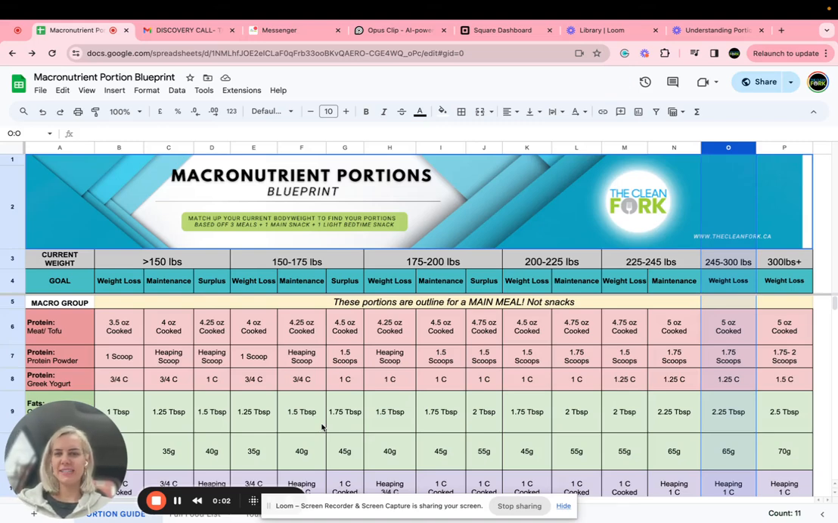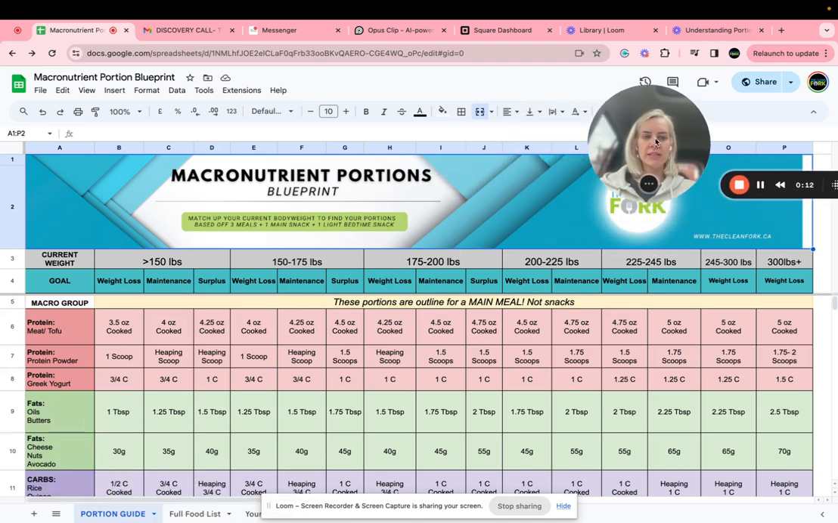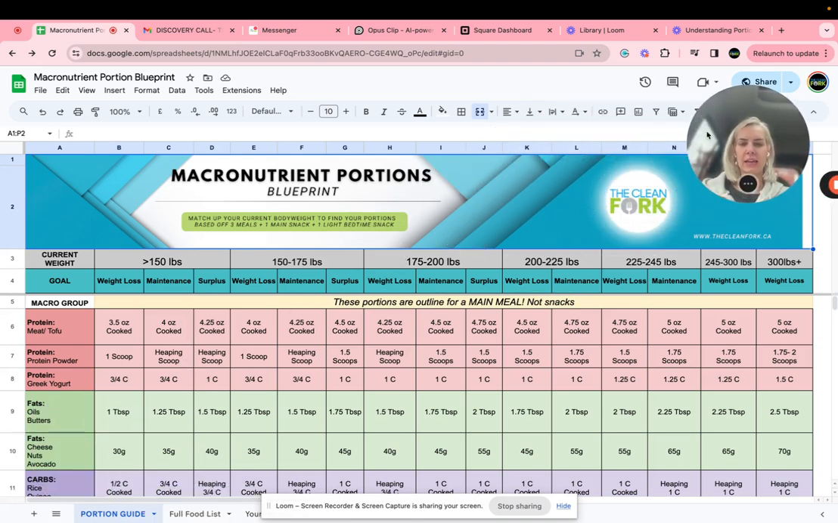Hello, hello. Today I'm going over how to use the macronutrient portion blueprint calendar to reach your goals. This is a really neat thing that will show you portions for meals. This is not talking about snacks, just your 3 meals a day. If you need help figuring out snacks, that's different for each person. So we're just going to go over the meals.